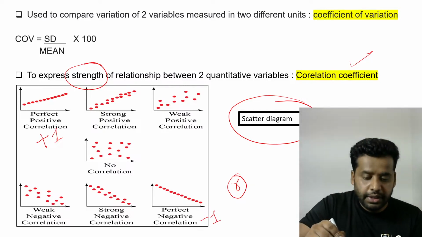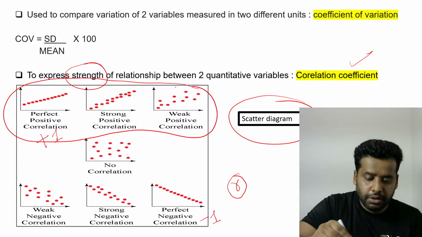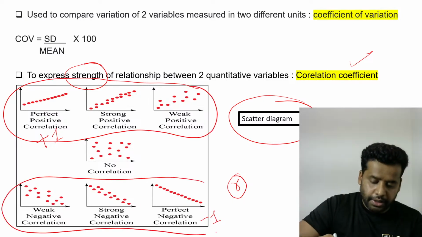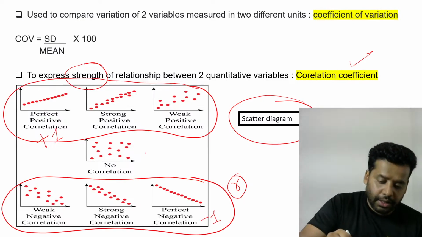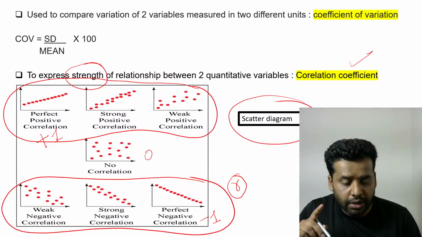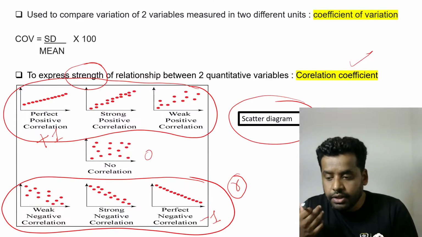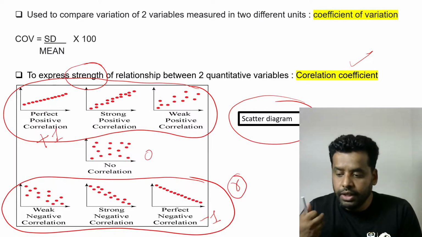Of the remaining graphs, these three range from 0 to +1. These three range from 0 to -1. This graph is showing no correlation. So the correlation coefficient will be 0.